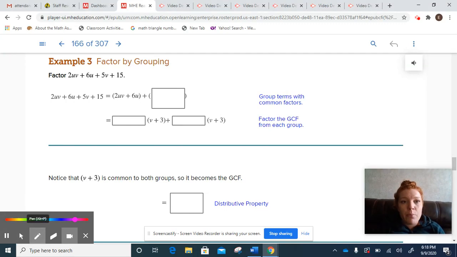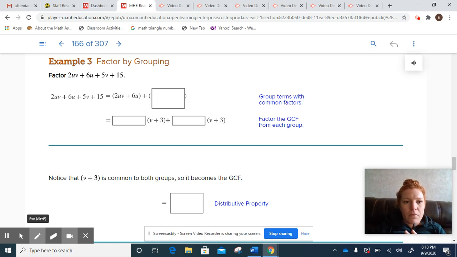So 10-5 example 3, they have the factoring by grouping sort of filled out for us. We're going to help ourselves by filling in the blank. So the first thing you want to do with factoring by grouping is group the first two, group the last two with parentheses. Super easy.